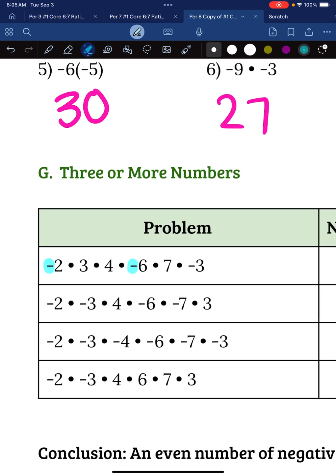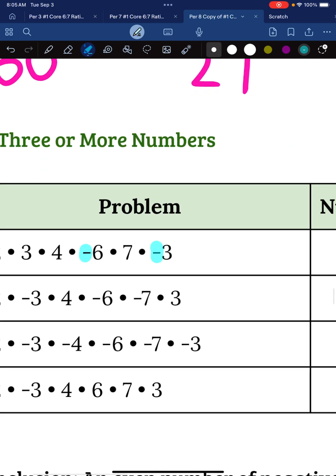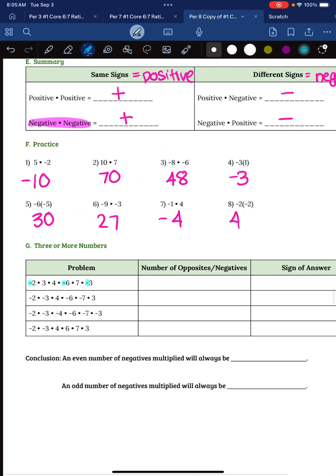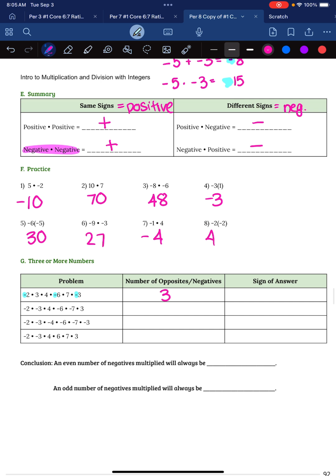1, 2, 3. Won't highlight, hold on. There we go, 3. So that's what I'm gonna put here. Now I'm wondering what the sign of the answer is. So if I take the opposite of the opposite of the opposite, there's 3 negatives in my problem.